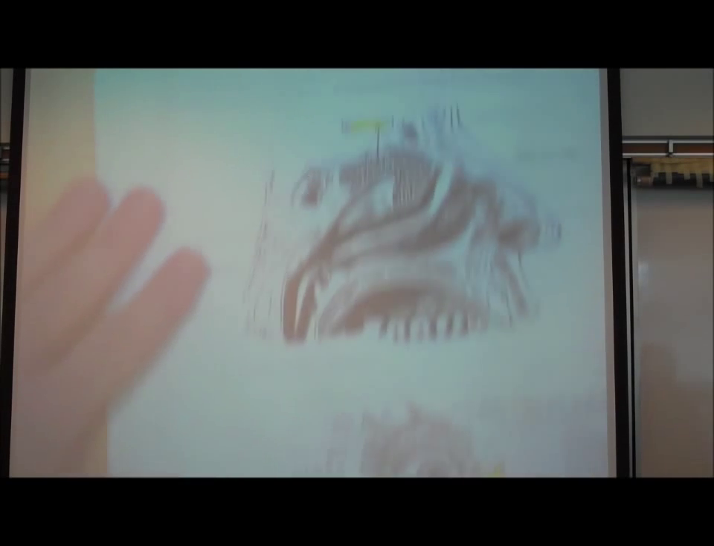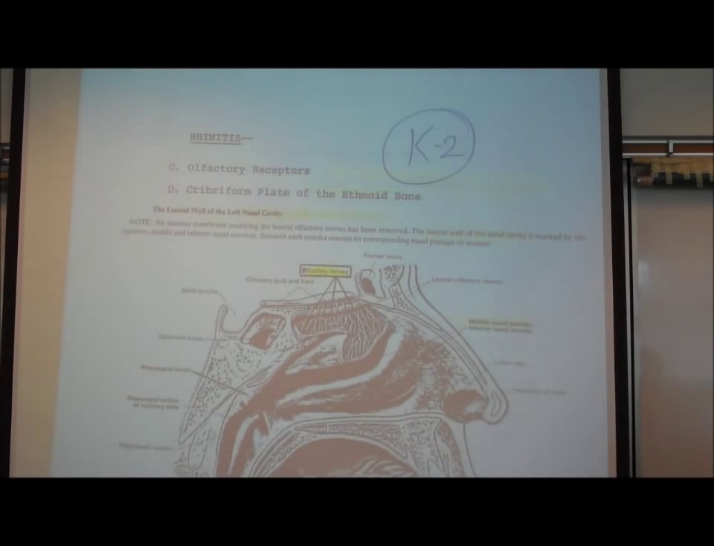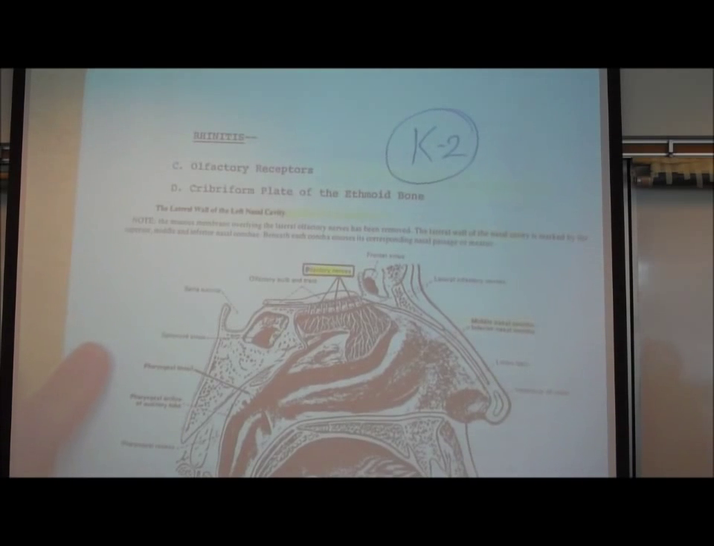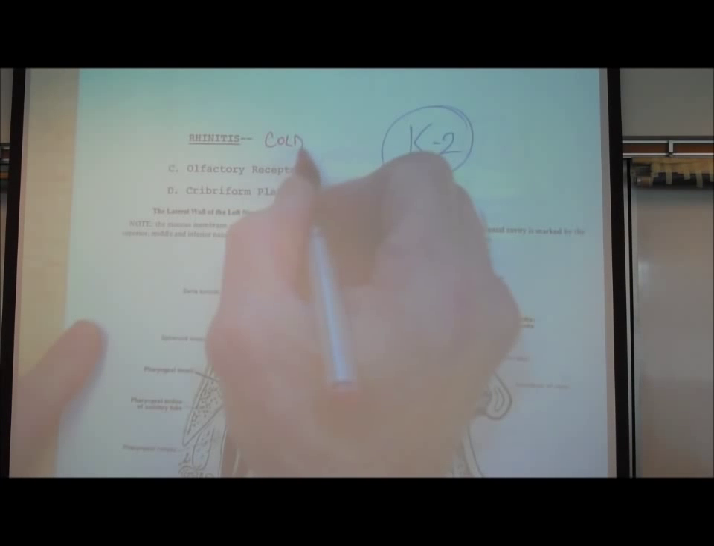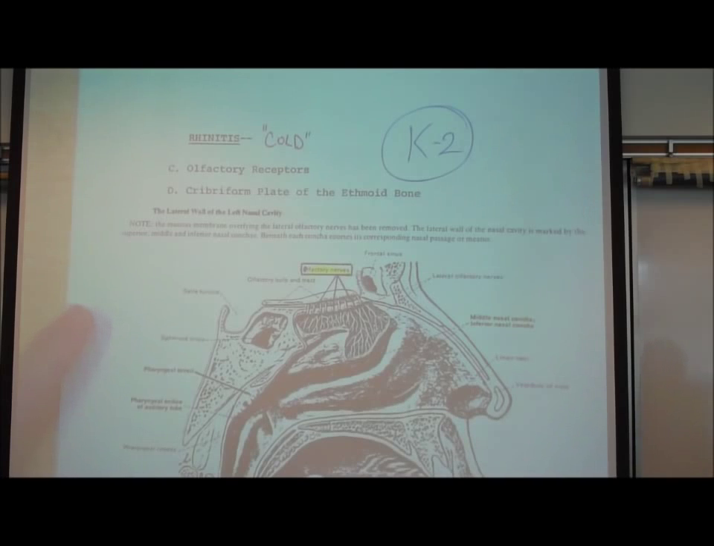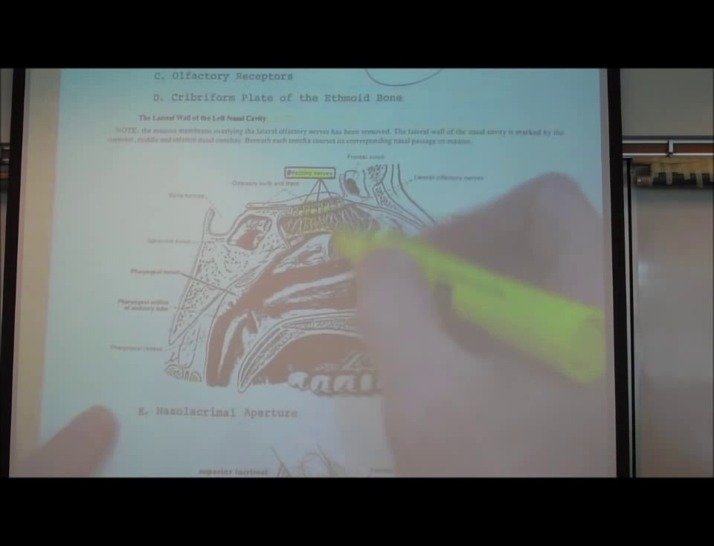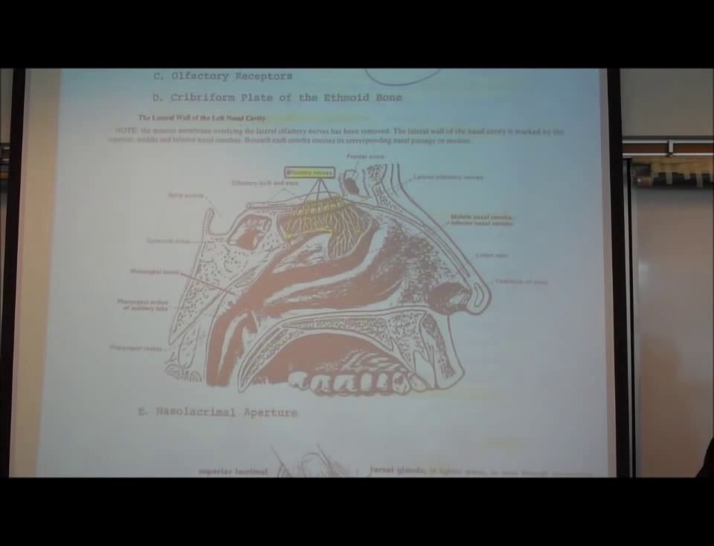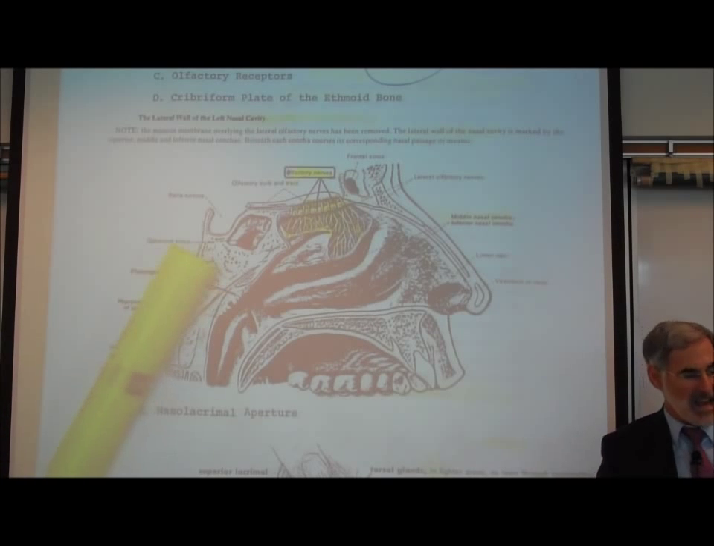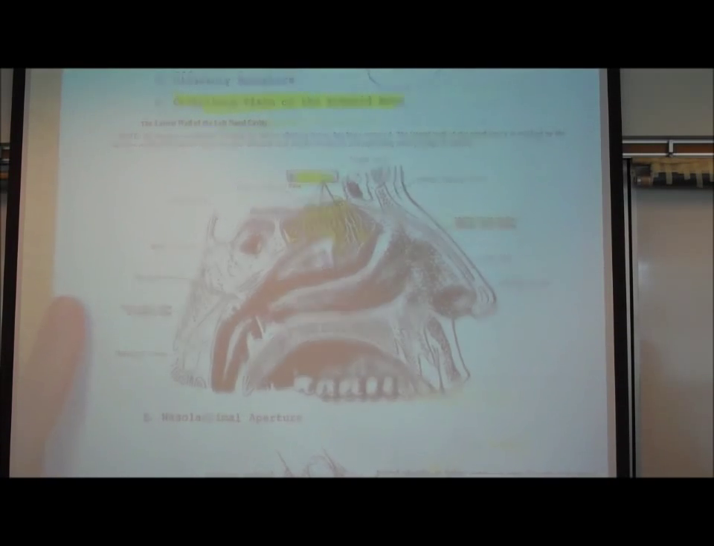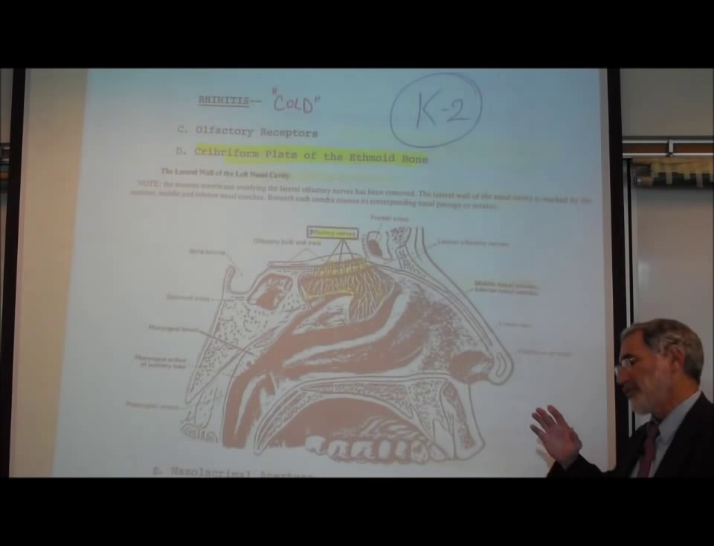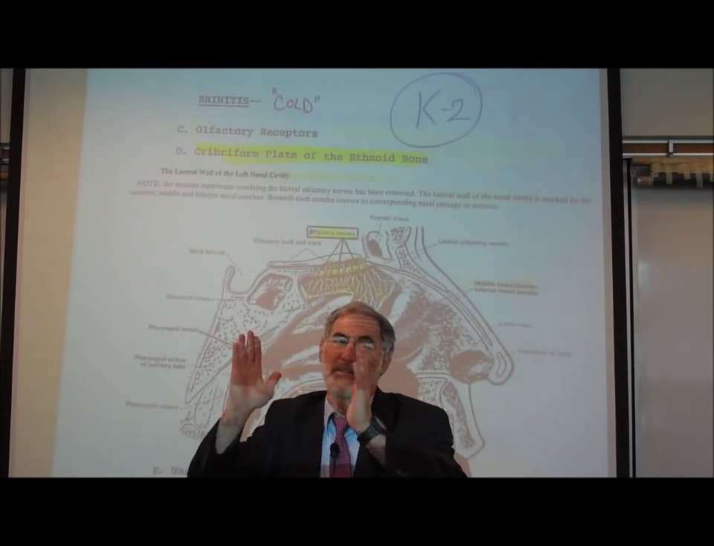On the next page, K2. On K2, rhinitis. Well, rhino means nose. So rhinitis is an infection in the nose. In other words, it's actually the clinical word for cold. A cold is called rhinitis. What are the olfactory receptors? There are these olfactory nerves, and they pass up through the cribriform plate of the ethmoid bone. It's written right here. Cribriform plate of the ethmoid bone. And they go right through the cribriform plate of the ethmoid bone to your brain.